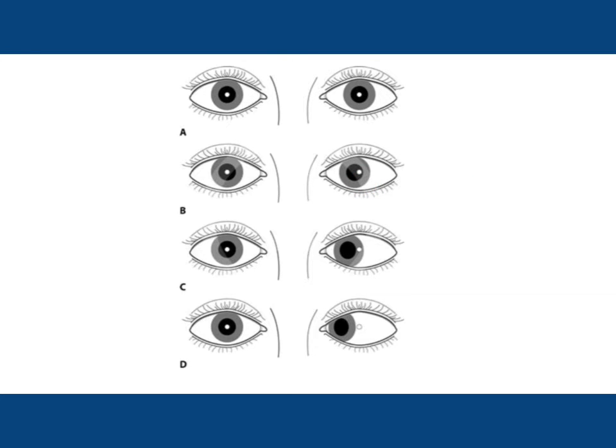So it indicates that there is isodeviation. In the Hirschberg test, if the light reflex is temporally placed, then it is isodeviation of the eye. And if the light reflex is seen nasal to the pupil, then it indicates that the eye is deviated outward, that is exodeviation. If the light reflex is placed downward or below the pupil, it indicates there is hyperdeviation, and if the reflex is placed upward to the pupil, it indicates that there is hypodeviation.